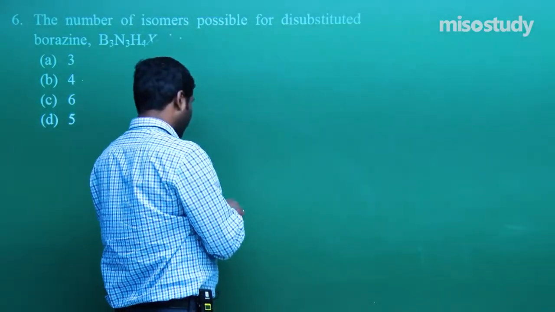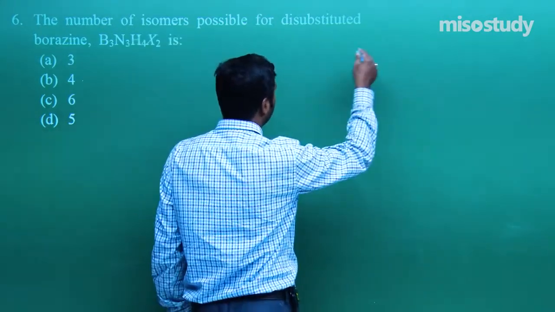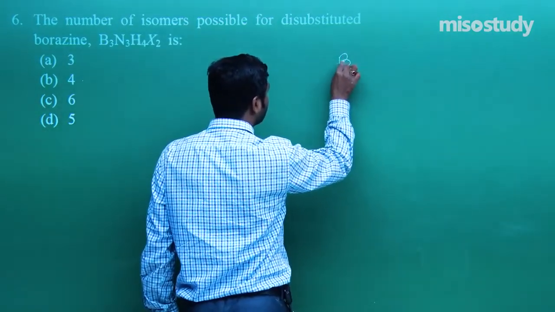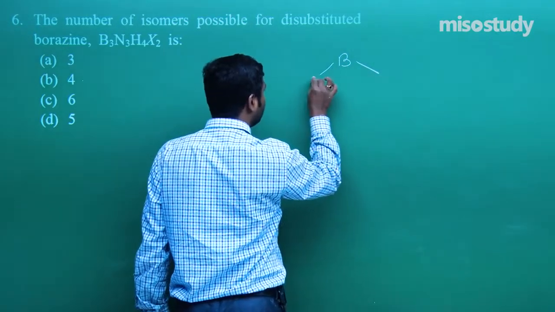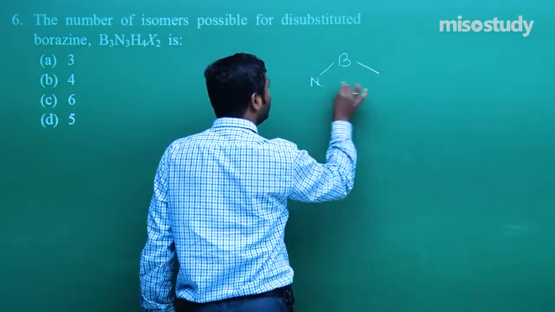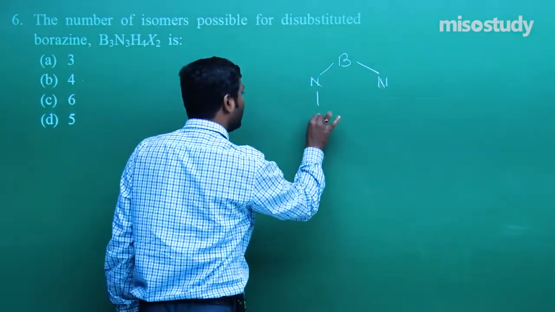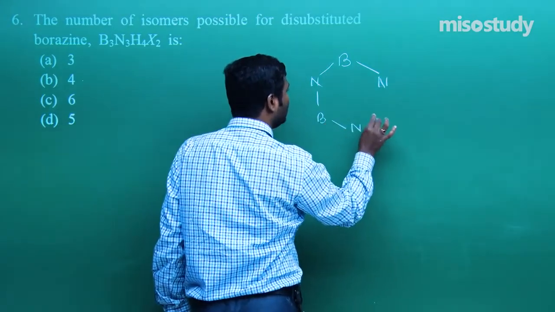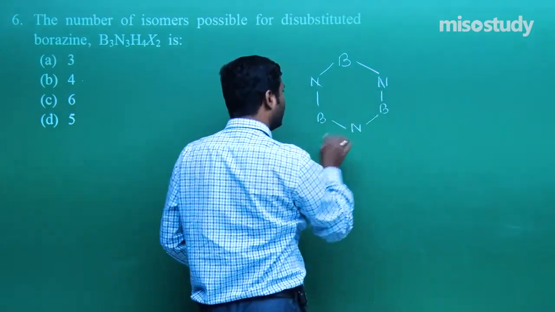Check out the thing and wait for a moment. First of all, let me draw the structure of inorganic benzene. Put here N and N, put here B, then N here, then put here B, then N here.